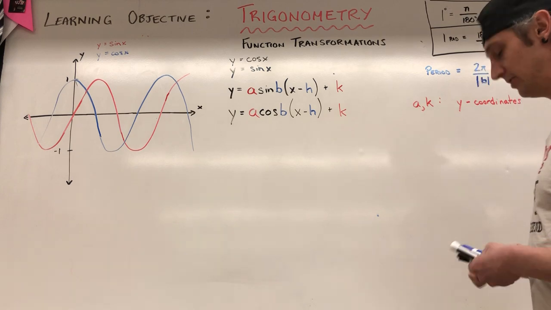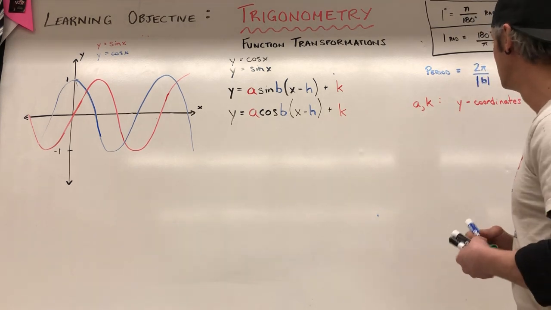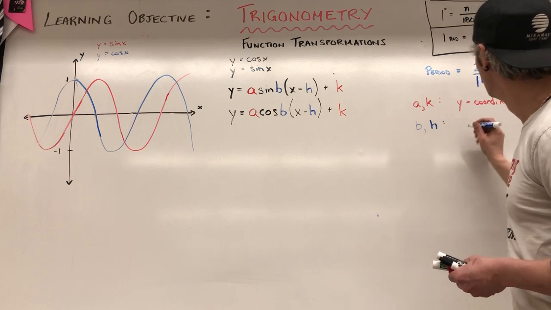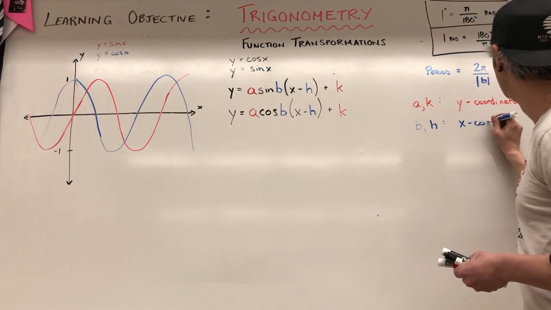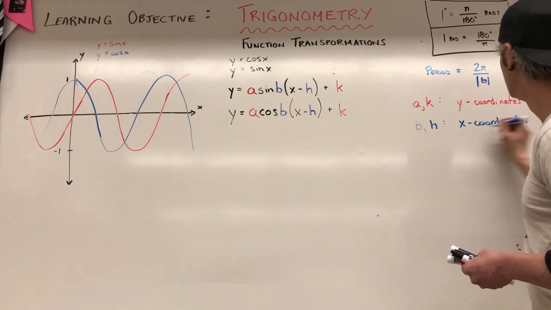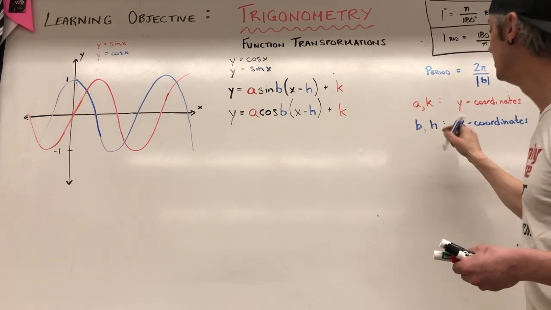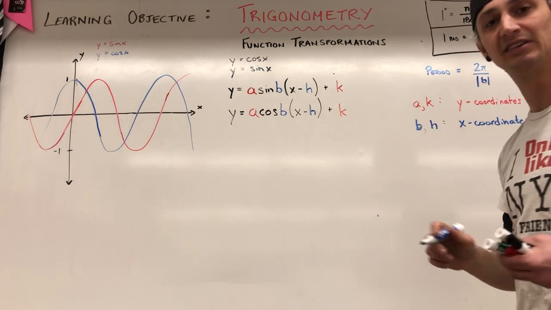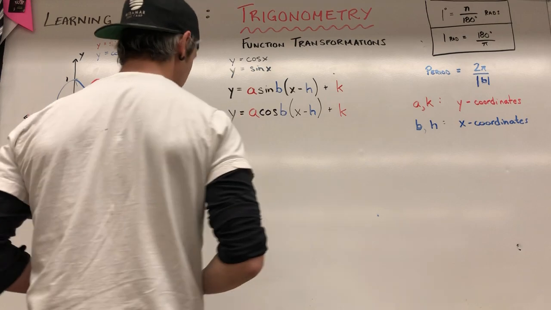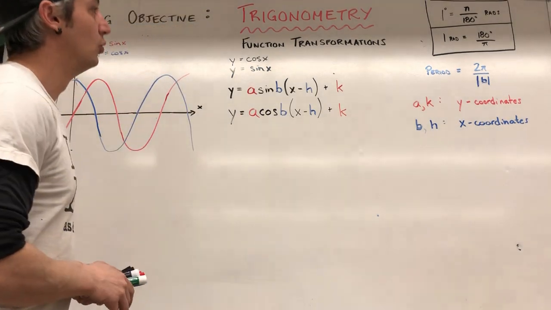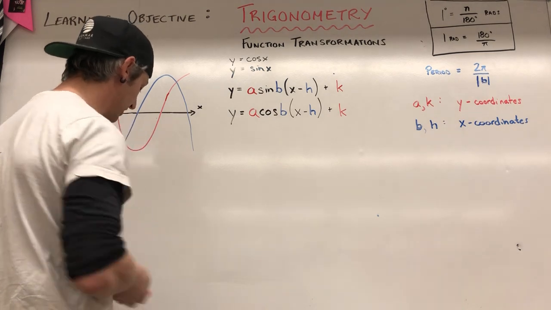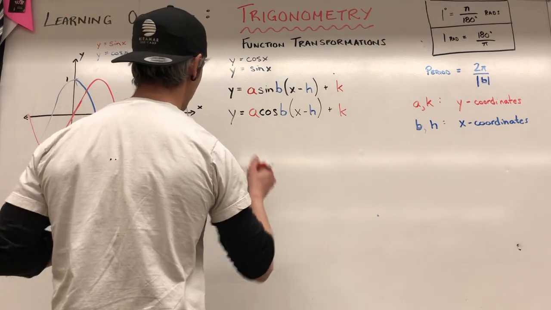And just like in every other unit as well, B and H are my X coordinates. B and H have an inverse relationship compared to A and K. So let's talk about A and B right now.